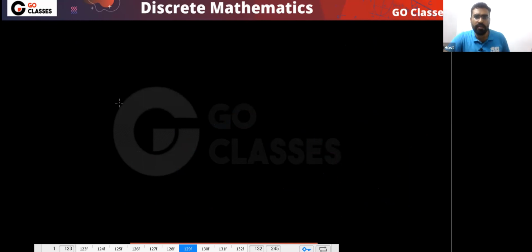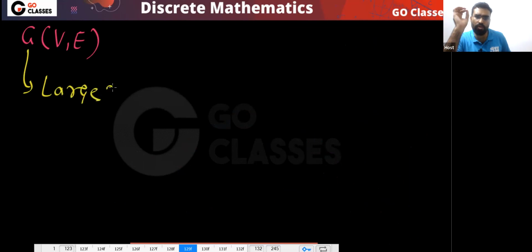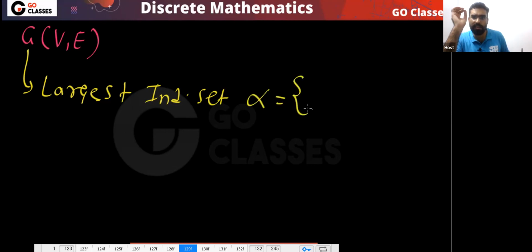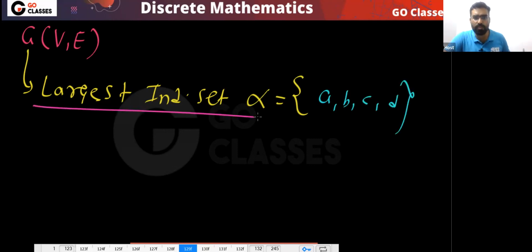So if you have an independent set, just think about it. If I give you this largest independent set in a graph G(V, E), let's assume this is the largest independent set: A, B, C, D. Let's just assume that this is the largest independent set.